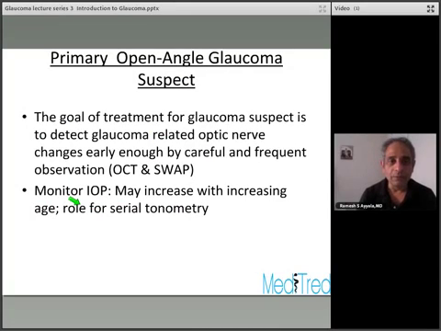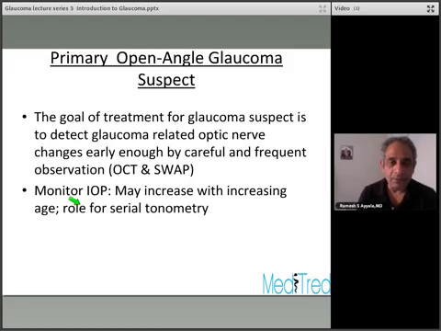So the goal of treatment for these glaucoma suspects is to detect glaucoma-related optic nerve changes early enough by careful and frequent observations. When we say frequent, you don't need to see them every 2-3 months. Once or twice a year is all that we do. When a patient is referred to my practice as a glaucoma suspect with large cups or asymmetric cups, I tend to do all these investigations that I just mentioned, and then see them back in about 6 months. If there is no change, I'll follow them every year and repeat the test.